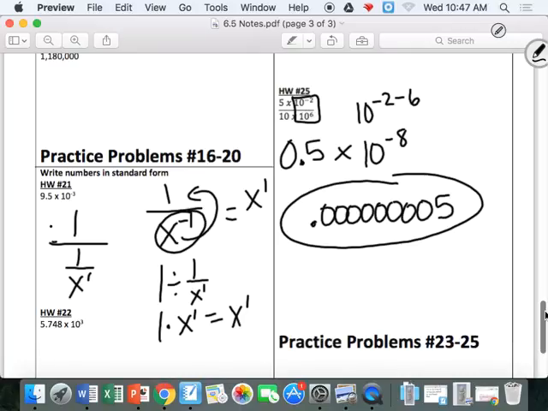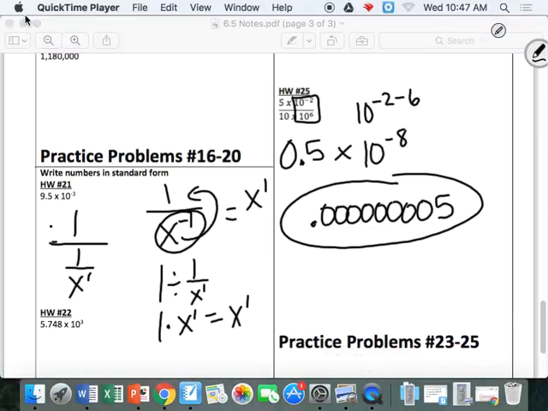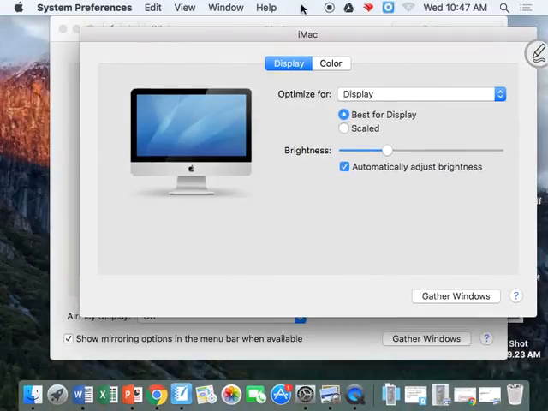Let me stop this recording, Madison, and then I'll get you. Yeah, I thought Madison had her hand up, right? This is great.